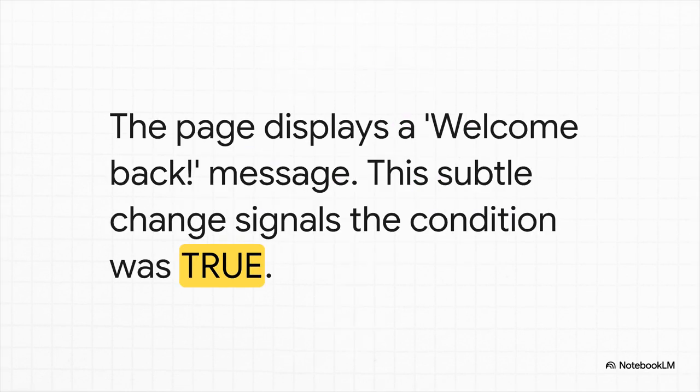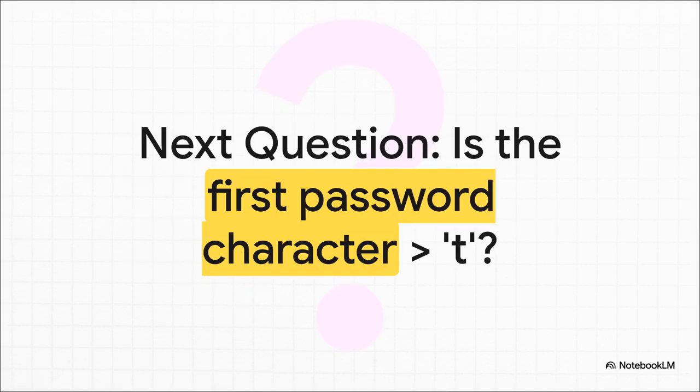Now the database doesn't come back and say, yes, that's true. But if the hidden question was true, the page loads just like it normally would, maybe displaying a welcome back message. In that subtle change, that's the signal. That's the yes. The attacker now knows the first letter is somewhere between N and Z. So they narrow it down. They ask another hidden question. Okay, is that first letter alphabetically greater than T?